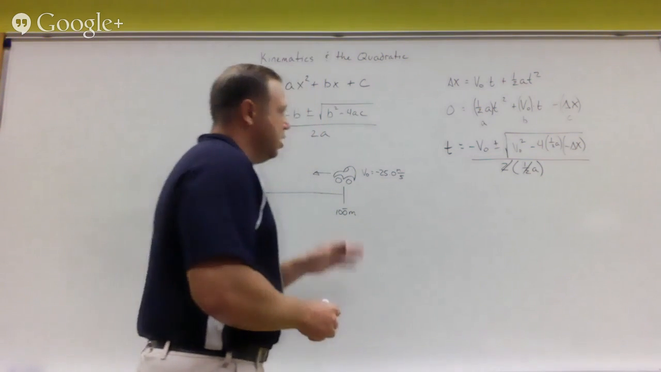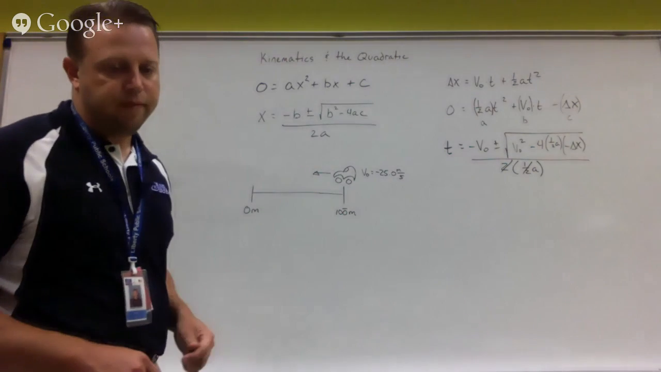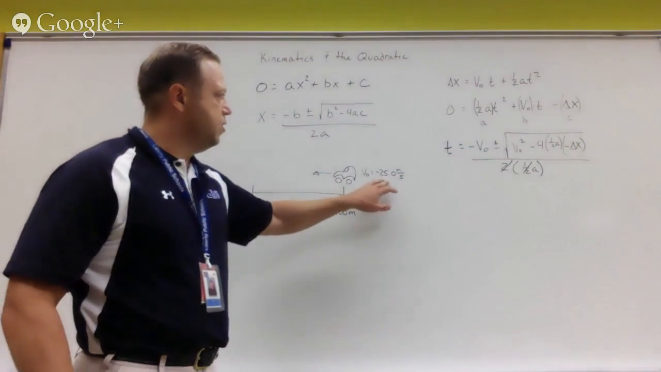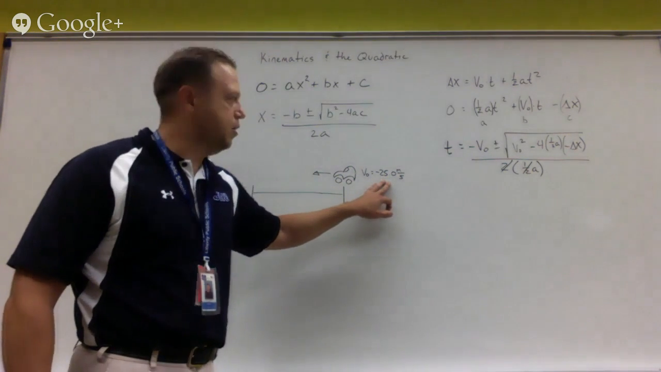So let's use this formula real quick to calculate this. We have a car moving at a velocity of negative 25 meters per second. It just simply means that it's moving to the left at 25 meters per second.